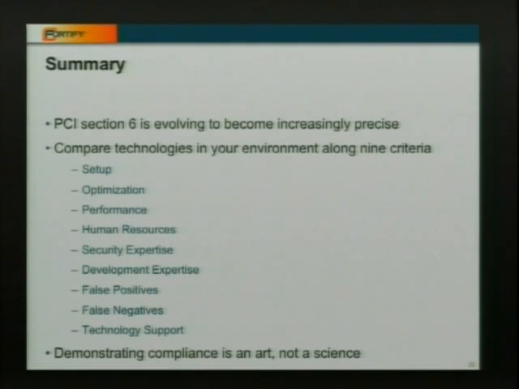Okay, so that's it. Last slide, just a summary. PCI Section 6 is evolving and it's becoming increasingly precise. We recommend you compare technologies across these nine criteria. And demonstrating compliance is an art. It's not a science, which makes it that much more important that you pick the right technologies and figure out how you can appropriately convince your auditor or a QSA that you are, in fact, securing those applications. So that's it. Thank you, everyone. And any questions, feel free to fire away.